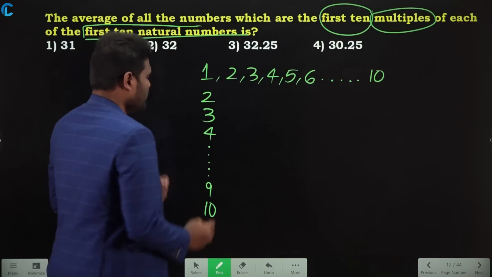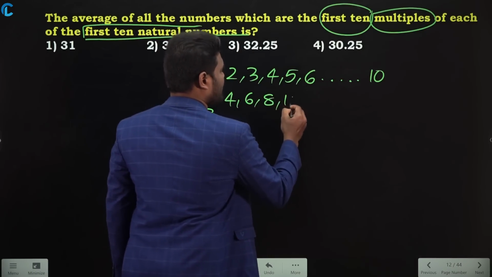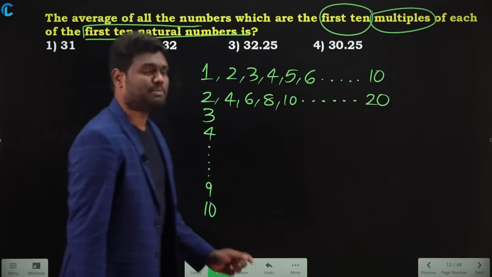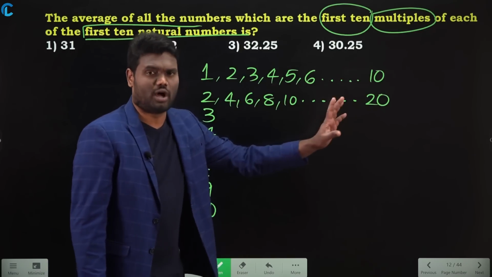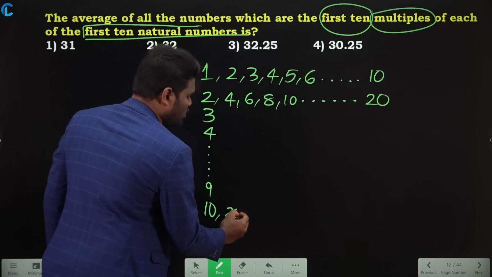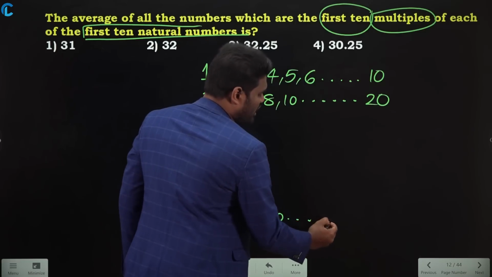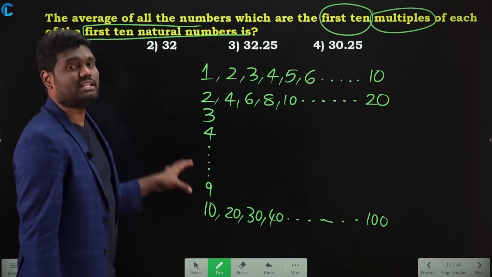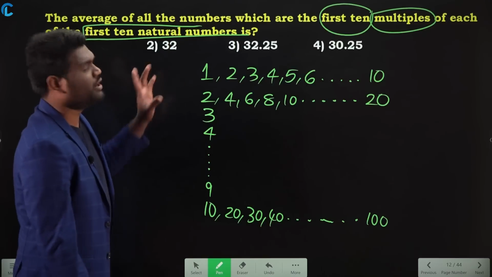Similarly, if you look at 2, for 2 it is going to be 2, 4, 6, 8, 10, and so on till how many? 20. It is just the multiples of 2, the 2 table. 2 1 time, 2 2 times, 2 3 times, 2 4 times, 2 5 times, and so on till 2 10 times. Similarly, for this one, 10 1 time, 10 2 times, 10 3 times, 10 4 times, and so on. It is going to be 10 10 times, that is 100. Now you need to add all these numbers, add all these numbers, divide by total numbers. Then you are going to get this answer.